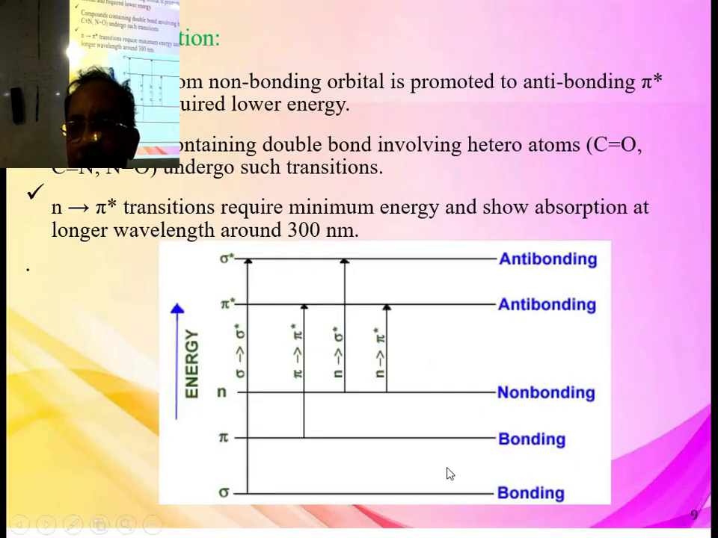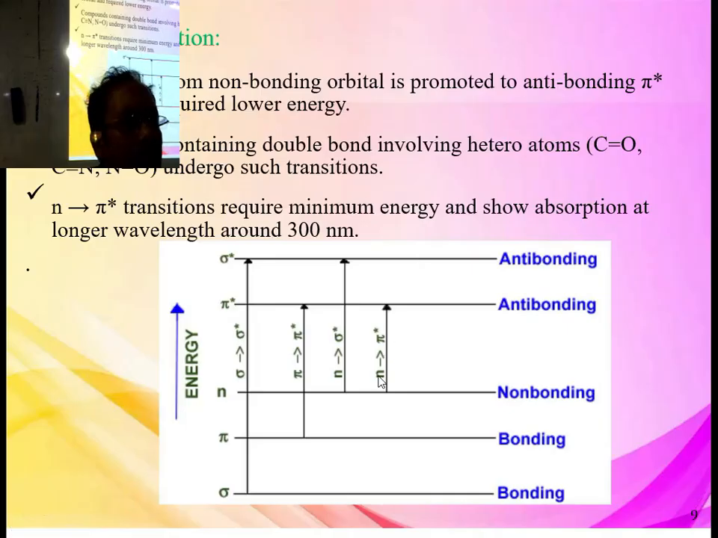So these are all the types of transition possible in a chart: sigma to sigma star, n to sigma star, pi to pi star, and n to pi star. N to pi star can easily occur because there is no problem of symmetry. There is no symmetry problem because n is neither symmetric nor asymmetric. It is not considered that way. But pi star is what? Symmetric. So pi star is G.